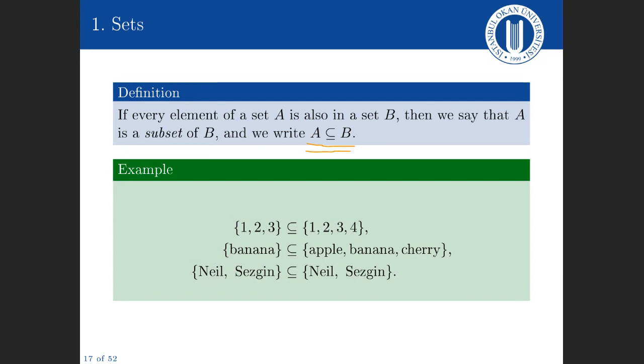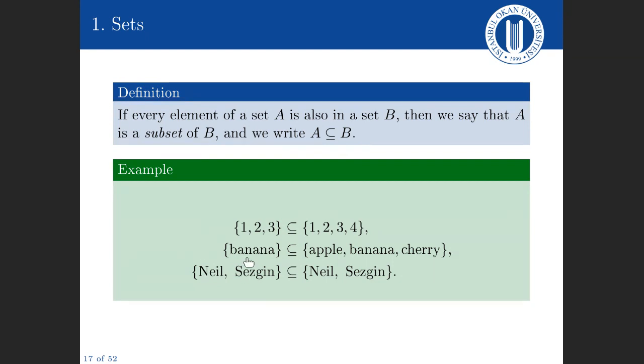So for example, the set containing the numbers 1, 2, and 3 is a subset of the set containing the numbers 1, 2, 3, and 4. Look at the left set. 1 is also in the right set, and number 2 is also in the right set, and the number 3 is also in the right set. The set containing 1, 2, and 3 is a subset of the set containing 1, 2, 3, and 4.